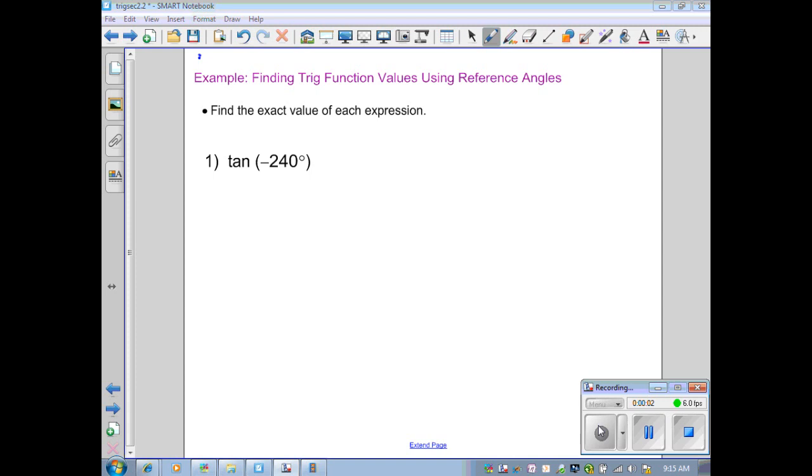Let's take a look at an example from the previous slide. Finding the trig function values using reference angles. Here we want to find the exact value of the expression. In this situation, it's tan of a negative 240.